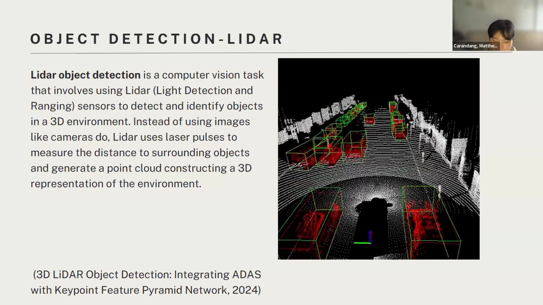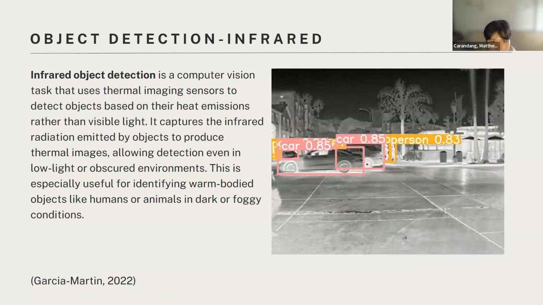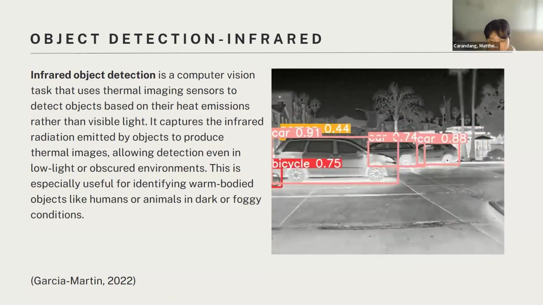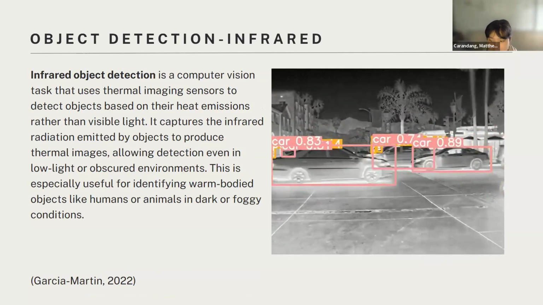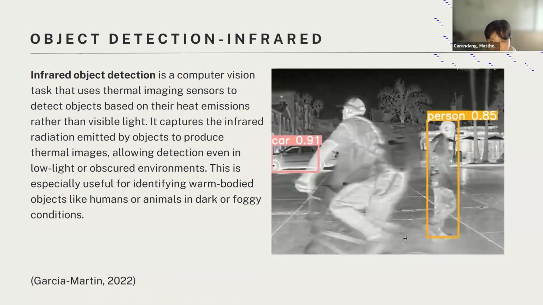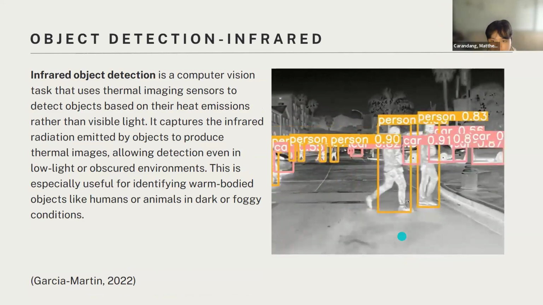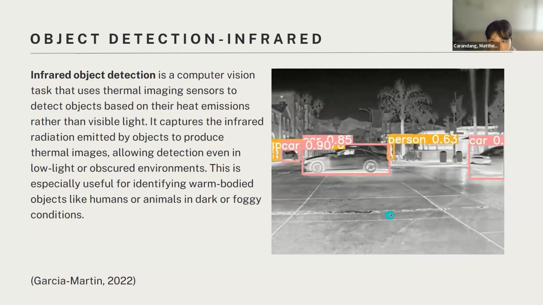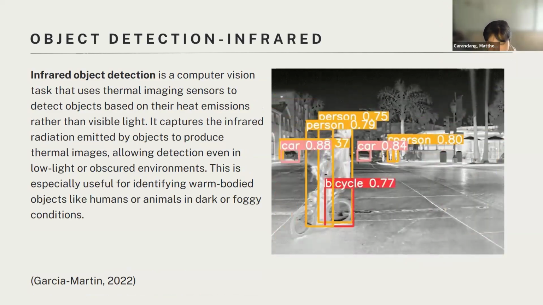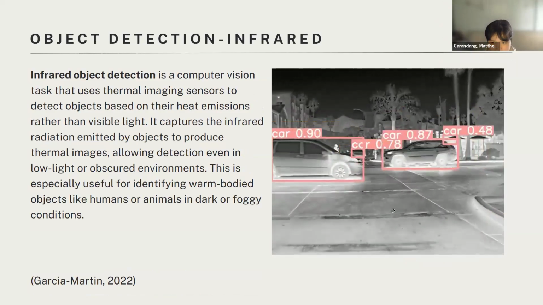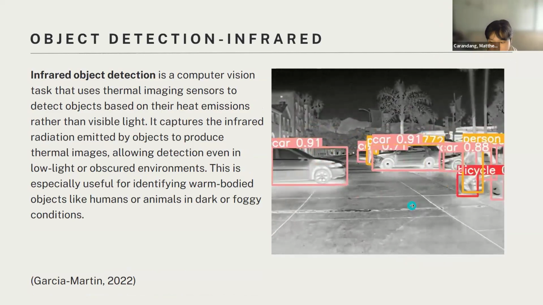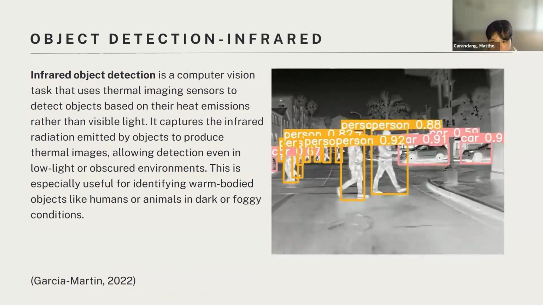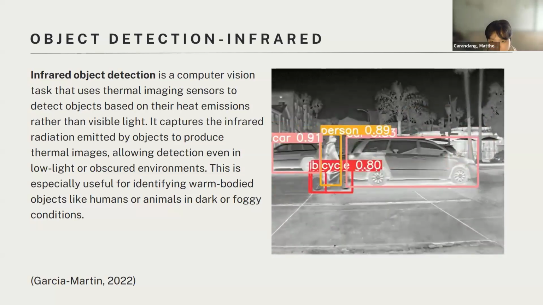Moving on to the next modality, we have infrared object detection. Infrared captures heat signatures emitted by objects, rather than visible light. As you can see here, it looks like black and white images, since it captures heat signatures rather than visible light. It works by detecting differences in infrared radiation, since warmer objects emit more infrared radiation.